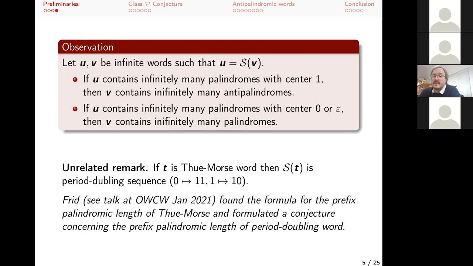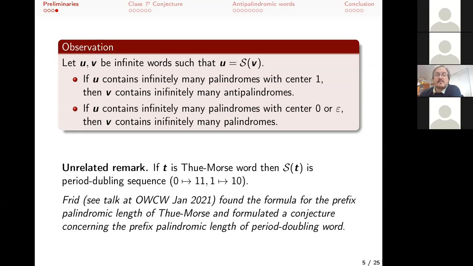And Anna Frid, about a month ago, when she was speaking here at this seminar, was speaking about the prefix palindromic length of words. She gave a precise formula for the prefix palindromic length of the Thue-Morse word, and at the same time she gave a conjecture concerning the prefix palindromic length of the period doubling word. So maybe this connection via the mapping S may be of some help concerning her conjecture. But as I said, this is completely unrelated to our topic here.